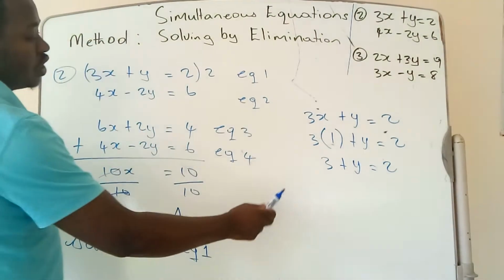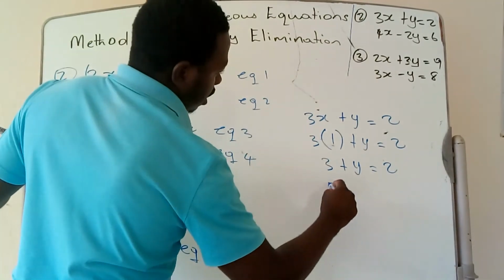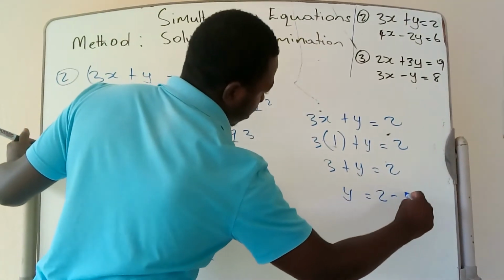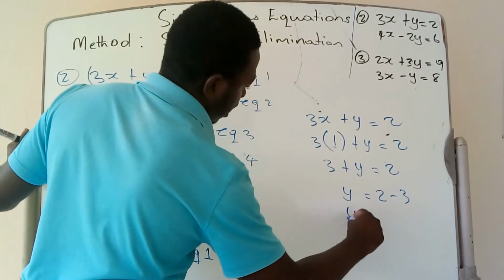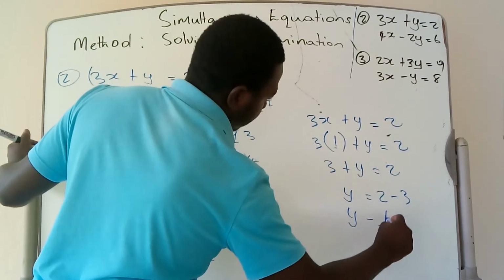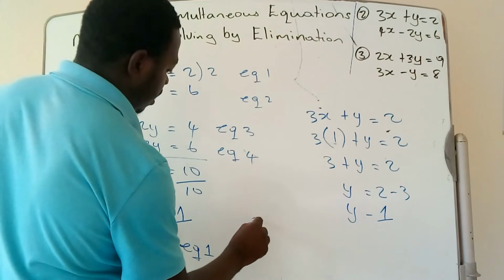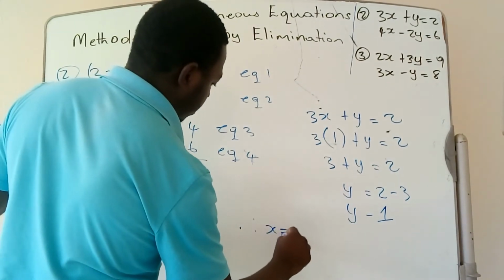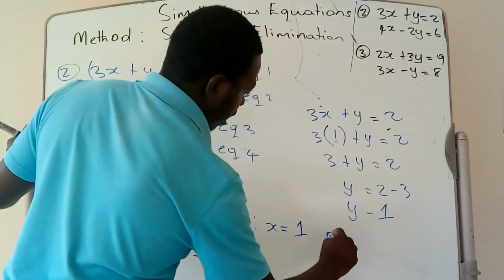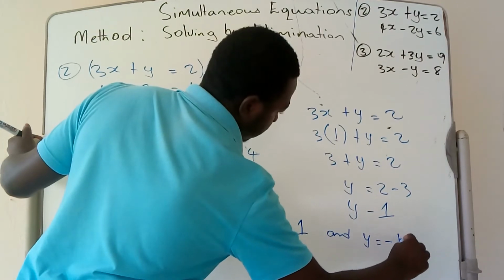So 3 times 1 is 3, plus y equal 2. Need to get rid of this 3. Subtract 3 from both sides. If you subtract 3 from this side, you will end up with y equal 2 minus 3. So 2 minus 3 gives you minus 1. And that's it. So you just need to write your summary sentence to say, therefore, x is equal to 1 and y is equal to negative 1.